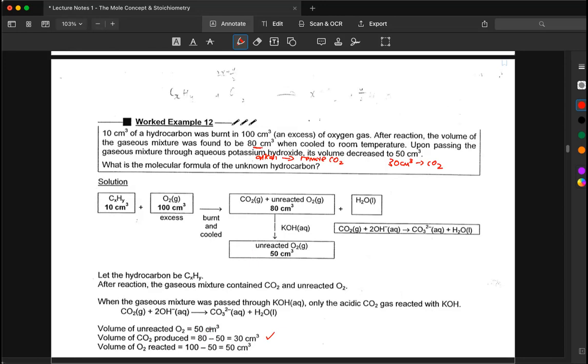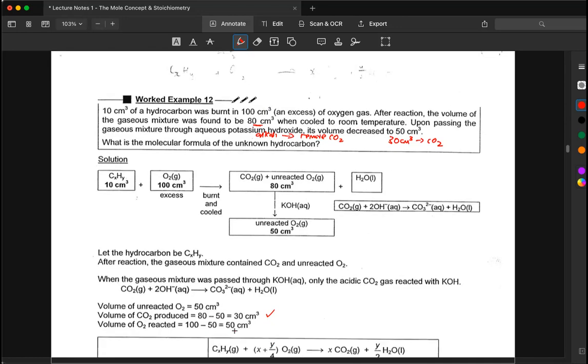Unreacted 50, sorry. Because the mixture was cooled to room temperature, the gas mixture doesn't have water vapor, because they all condensed. So 80 minus 50 gives you the volume of CO2. So the volume of O2 that remains is 50. So 100 minus 50 gives you the volume of oxygen reacted.